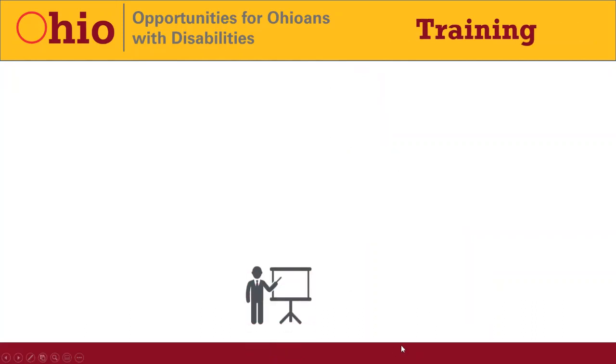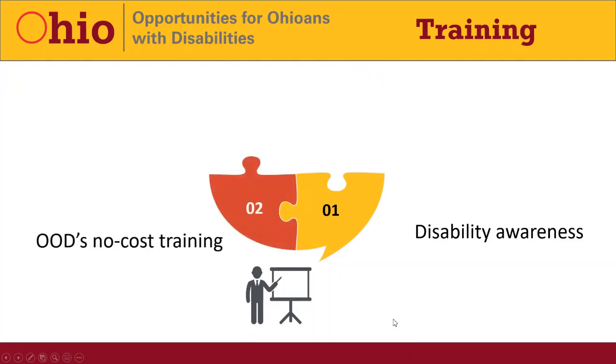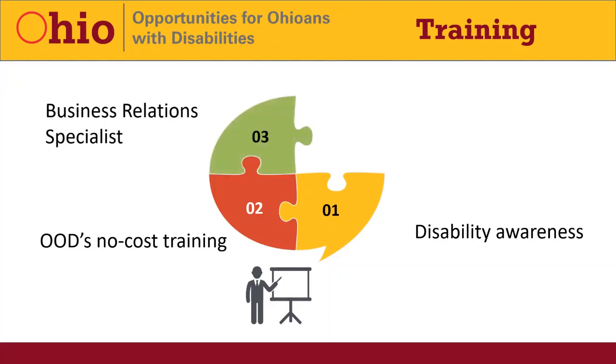Another best practice is to educate all your employees on disability awareness. We can assist employers with this through OOD's no-cost training, which is geared toward making everyone feel more comfortable and included at work. If you'd like information on our disability awareness training, please contact your local business relations specialist. We've included their contact information in the learner's guide with their coverage area by county, so you can easily identify which specialist serves your area.